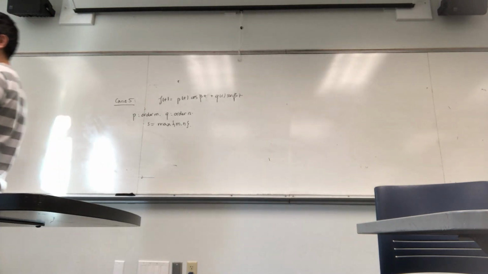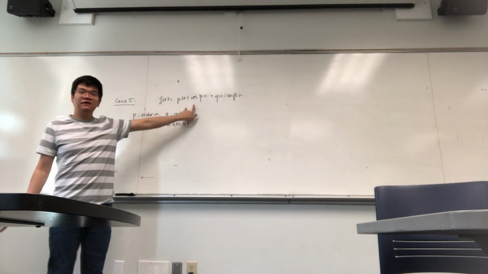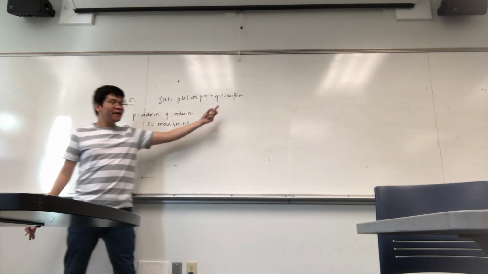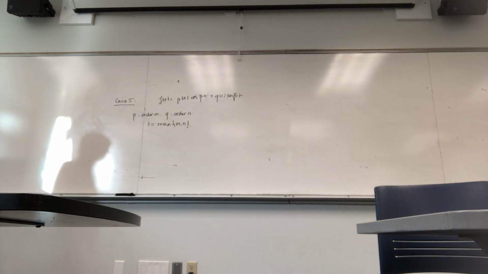So in this case, this is even another example. All right, so I'm going to have f, which is the sum of a polynomial times cosine and a polynomial times sine. The first polynomial is of order m, and the second one is of order n. And I'm going to take s to be the max of m and n, right?